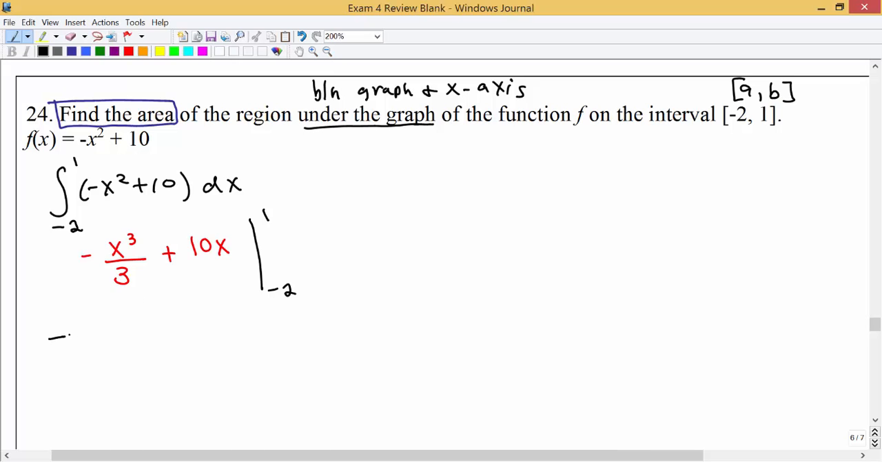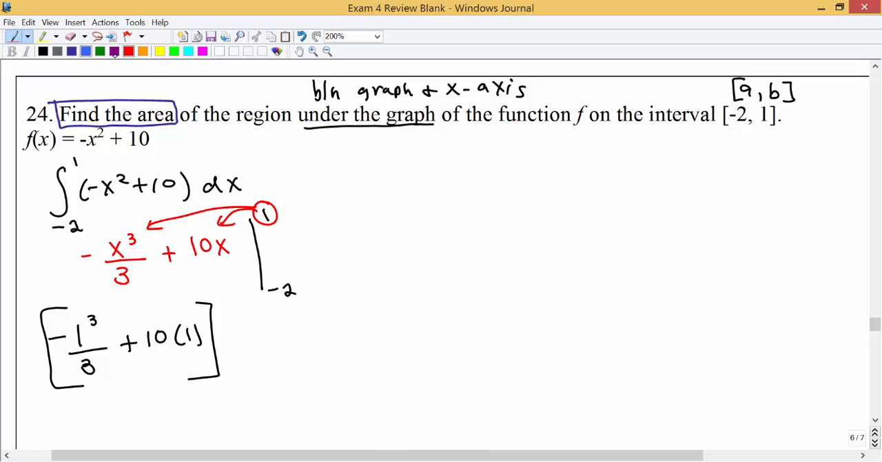So that would be -1 cubed divided by 3 plus 10 times 1. So this is the upper limit of integration plugged in place of x. And now we're going to subtract from that the lower limit of integration plugged in place of x. We're going to plug in -2 in place of x. So I get -2 cubed divided by 3 plus 10 times -2.